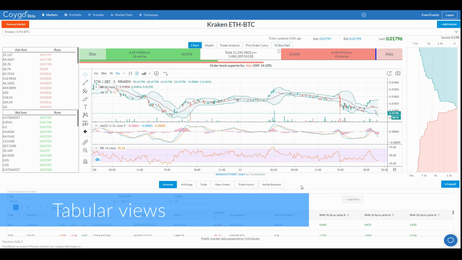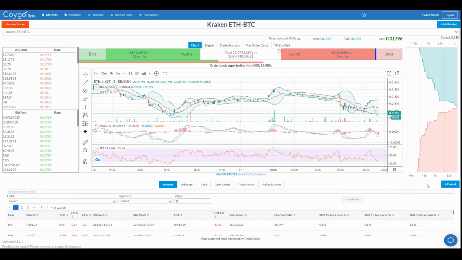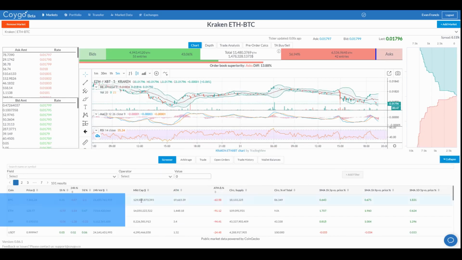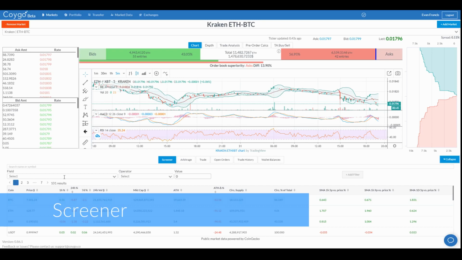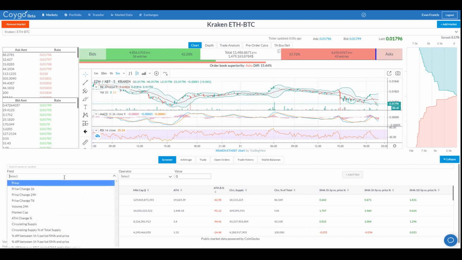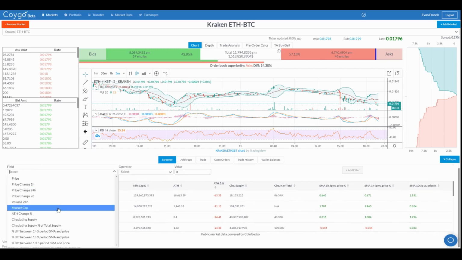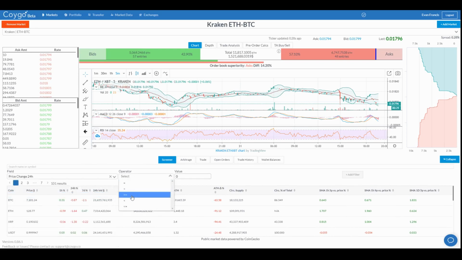Moving below to the tabular data views, we have a screener, an arbitrage, trade, open orders, trade history, and wallet balances. So we can expand this a little bit. What the screener does is let us compose custom filters to search and filter different coins. So say we want to find which assets are really volatile today or which assets are really down today, we can do that. For example, we'll make a simple one and say, let's see which coins are down by at least 2% today.